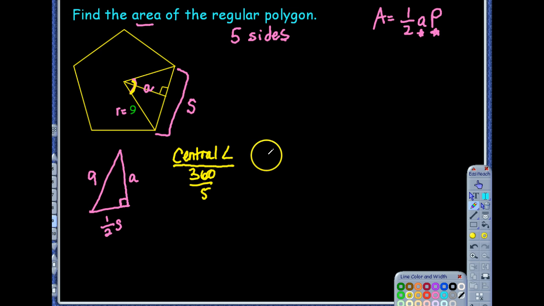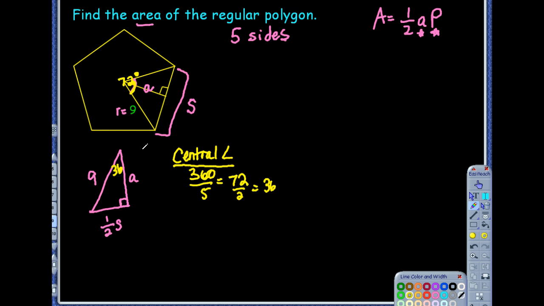All right, so 360 divided by 5 gets you 72. Now, that's this entire angle here, but we only want half of it, this triangle. So we're going to take half of 72, and that gives us 36. So that's this angle right here.